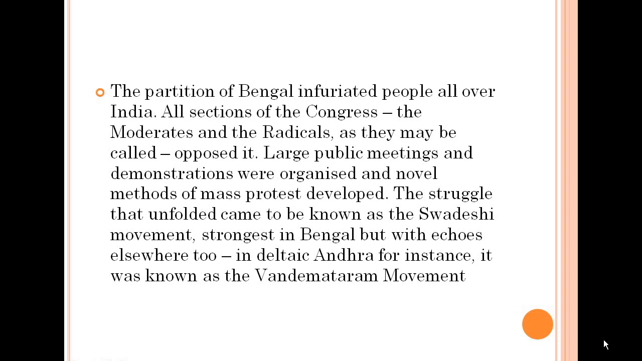So after the partition of Bengal, anger came up all over India, and all sections of Congress, the moderates and radicals, were opposing this partition, and there were large public meetings and different mass protests that developed, because their struggle was for their own right. This partition gave a lot more power to the people so that they could lead their own Swarajya movement, and that was the strongest in Bengal, and it was also known as the Vande Mataram movement.